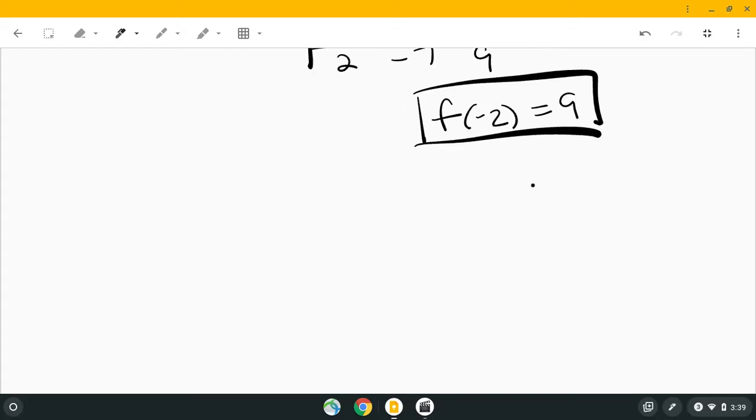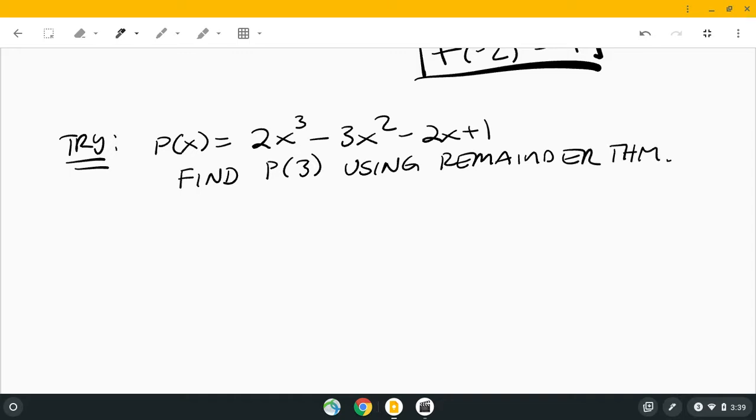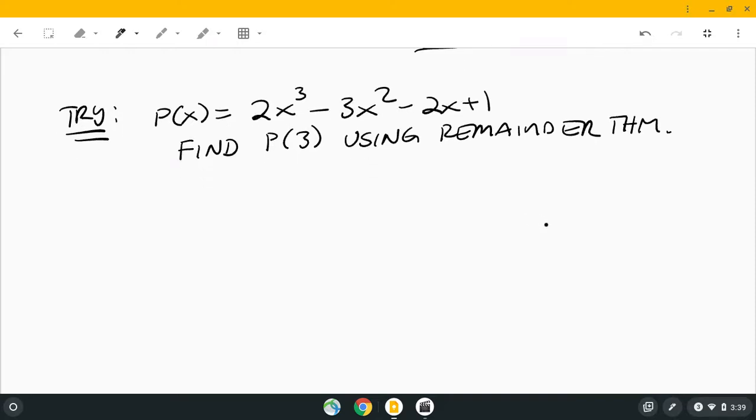Okay, try this one just to make sure you understand it. p of x equals 2x cubed minus 3x squared minus 2x plus 1. Find p of 3 using the remainder theorem. Okay, so the method that I just showed you. Go ahead and hit the pause button, do the work, and come right back, and we'll see how you do.